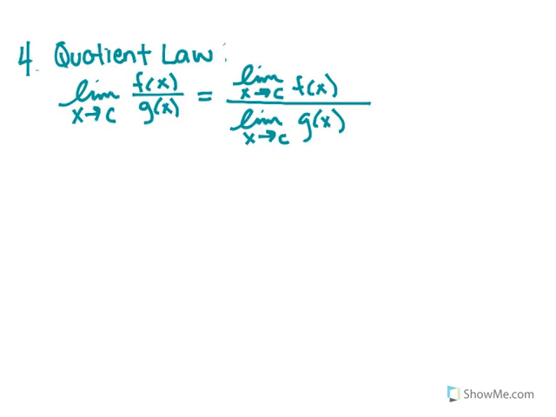The next law that we have is called the quotient law. And the quotient law says that if you have the limit of a quotient, it's equal to the individual limits of those functions divided by each other.